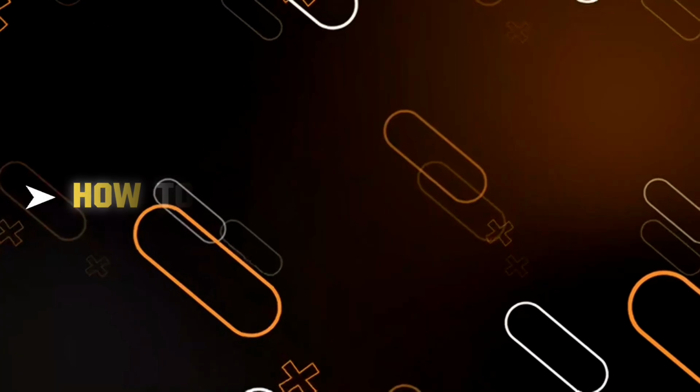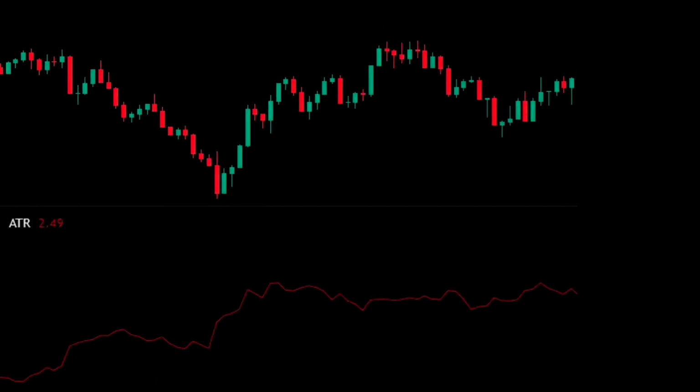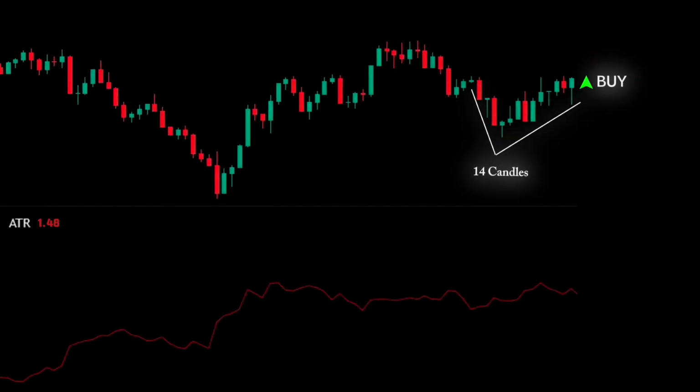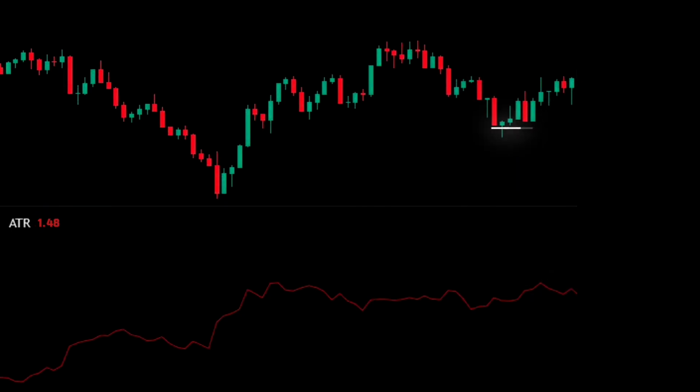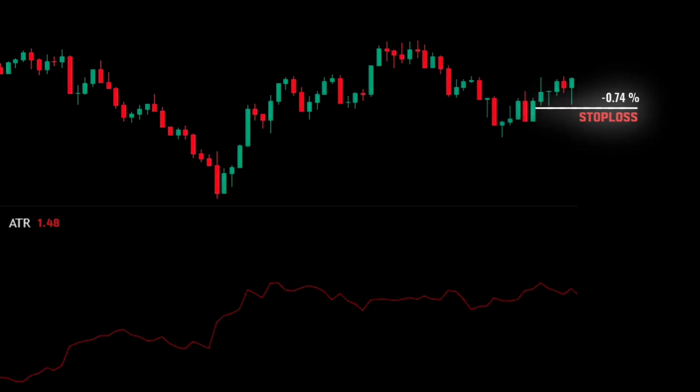Now let's learn how to set the stop loss. Suppose you take a buy trade. The ATR over the last 14 candles shows 1.48. That means the average volatility is 1.48 points. You can place your stop loss 1.48 points below your entry. If 1.48 points feels too large for your risk tolerance, divide it by 2 and set your stop at 0.74 points.